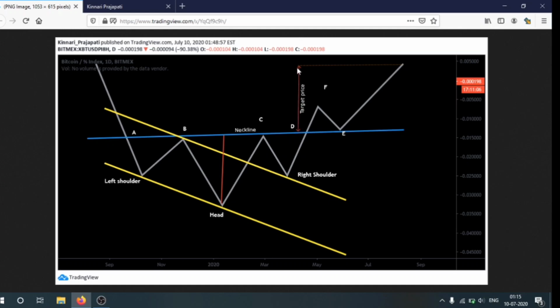So here I gave you all the information about the head and shoulder bottom chart. Hope you all have understood, and try to use this technical analysis theory.